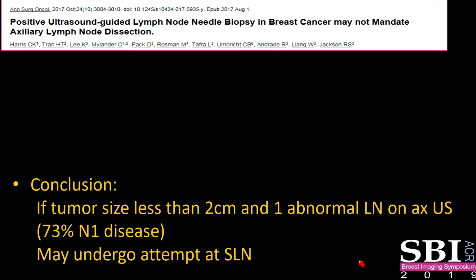And they concluded that if the tumor size was less than 2 centimeters and there was only 1 abnormal lymph node on axillary ultrasound, patients may undergo attempt at sentinel lymph node biopsy.